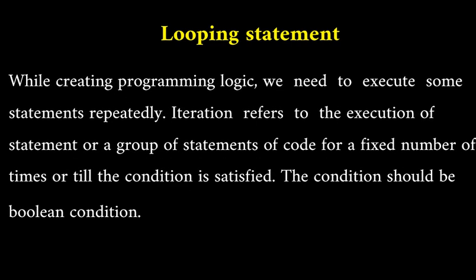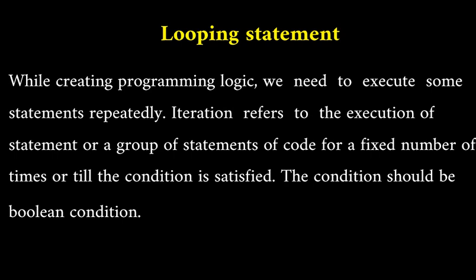Looping statements in JavaScript. What is a looping statement in JavaScript? While creating programming logic, we need to execute some statements repeatedly. So loops are used to execute a set of statements repeatedly until a particular condition is satisfied. In JavaScript, we have three types of looping statements. The first one is for, the second one is while, and the third one is do while, meaning for loop, while loop, and do while loop. These are the looping statements we can use in JavaScript.